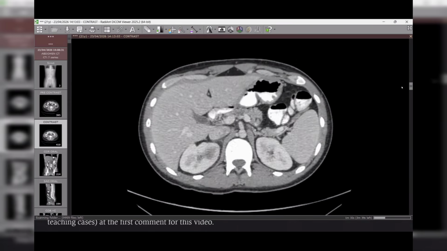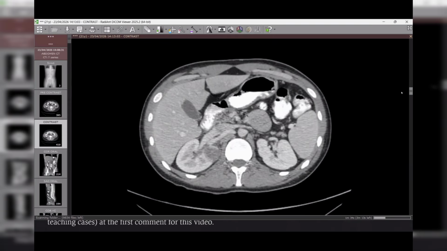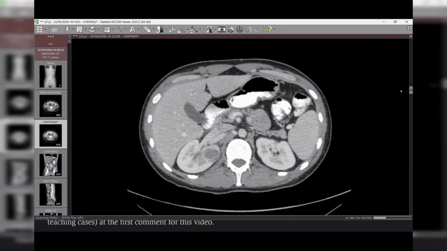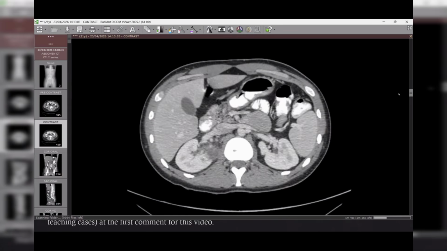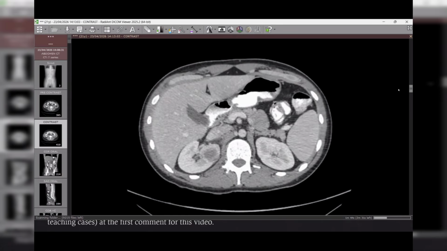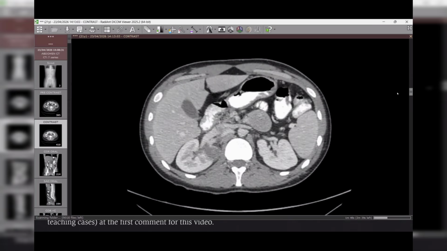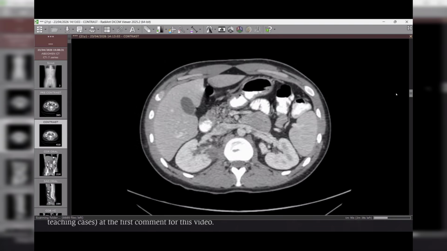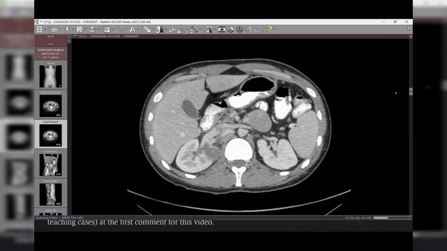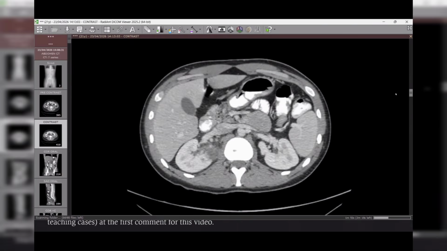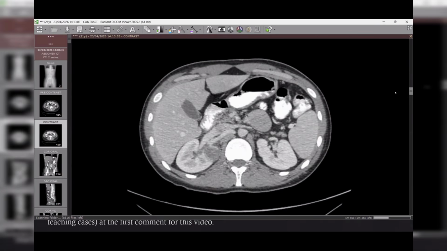I can appreciate that there is evidence of a mass lesion noted within the pancreas. It shows contrast enhancement. I'm not sure if it's from the pancreas or behind the pancreas. I will come back to it. There is also evidence of abnormal hypodensity noted within the right kidney.